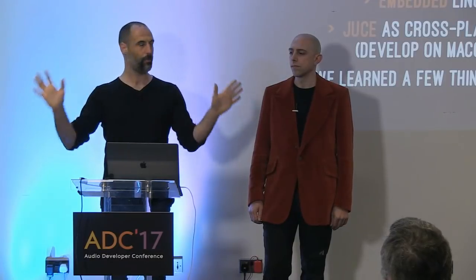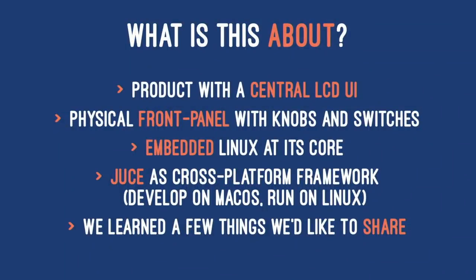So very quickly, we can't tell you about this product. It's got a central LCD. It's got a front panel that has hardware controls. It runs Linux at its core, on which JUCE is being run to actually display an interface on the LCD. And the advantage of JUCE is that we can develop very easily on the platforms that developers use, mainly macOS, and then run it on Linux very easily. And so these are the things that we want to share.